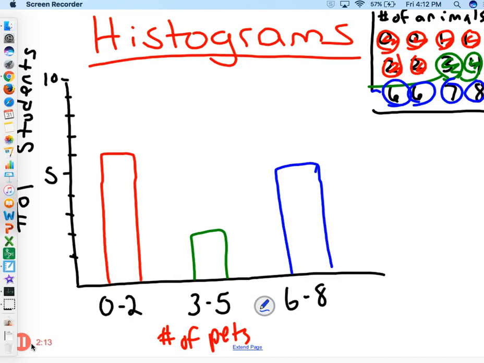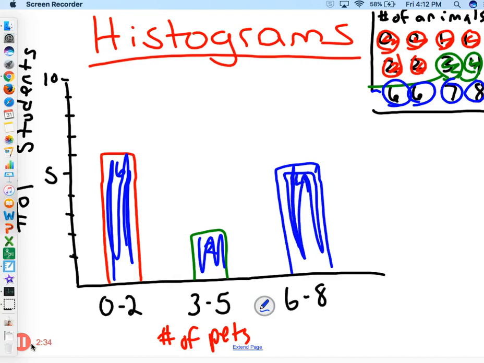The 0 to 2 bin had 6 numbers. The 3 to 5 bin had 2. And the 6 to 8 bin had 4. So we can look at this bar, and we know that there are 6 students who had between 0 and 2 pets. We had 2 students who had between 3 and 5 pets, and we had 4 students who had between 6 and 8 pets. Now I'm going to ask you a couple questions about the histogram that we just made.